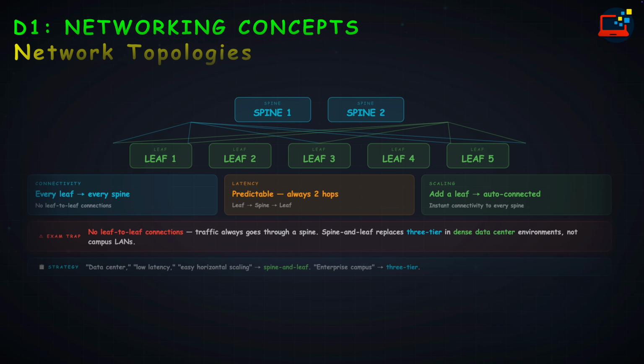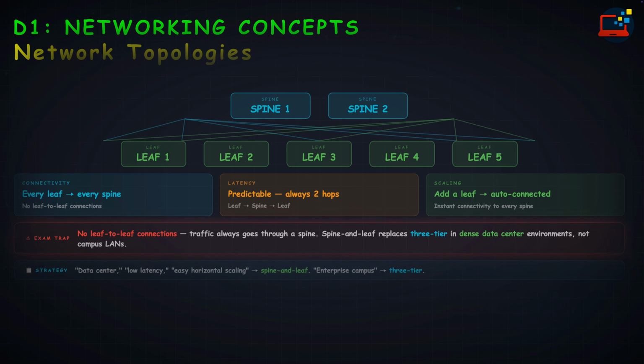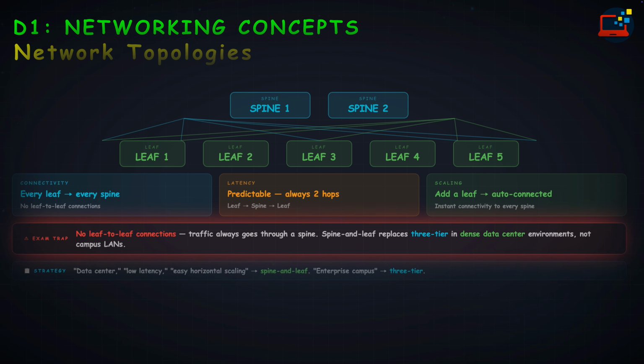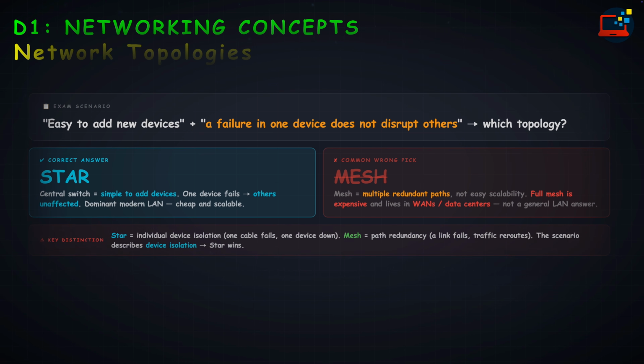Spine and leaf is the modern data center topology, replacing three-tier in dense compute environments. Every leaf switch connects directly to every spine switch. There are no direct leaf-to-leaf connections. This architecture provides predictable, low-latency paths and easy horizontal scaling because adding a new leaf switch gives it automatic connectivity to every spine.